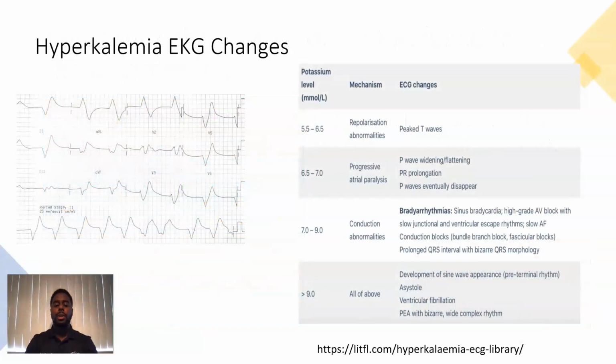So let's briefly go over some of the EKG changes we can see in hyperkalemia. The first change you'll see typically in hyperkalemia are peaked T waves. The next sign you'll see would be P wave widening or flattening and PR prolongation to the point where the P waves eventually disappear. And the last and most concerning sign of hyperkalemia in EKG is a sine wave, where you have QRS prolongation and bizarre QRS morphologies. You can also see high-grade AV blocks and bundle blocks, conduction blocks, and slow atrial fibrillation in patients with hyperkalemia. Eventually, patients will go into asystole if these arrhythmias are not quickly addressed.